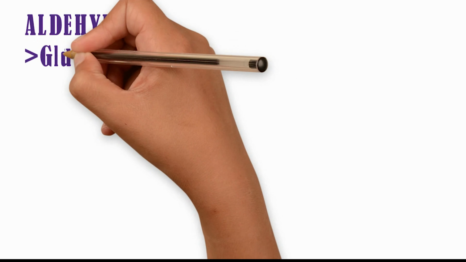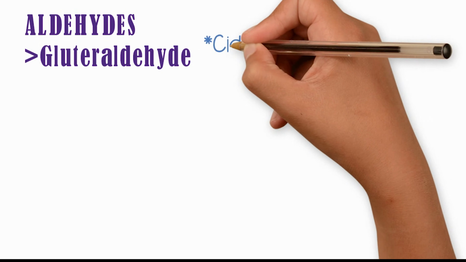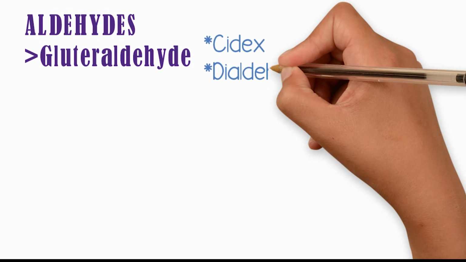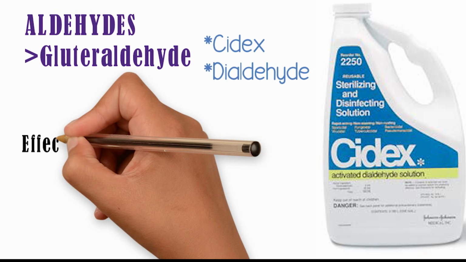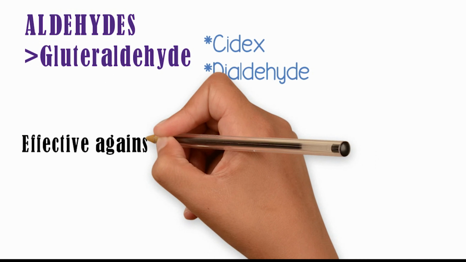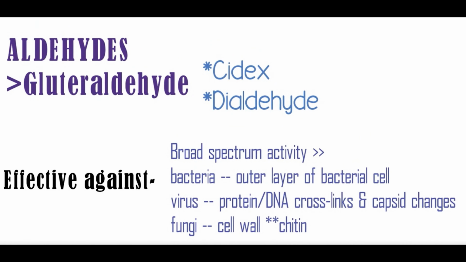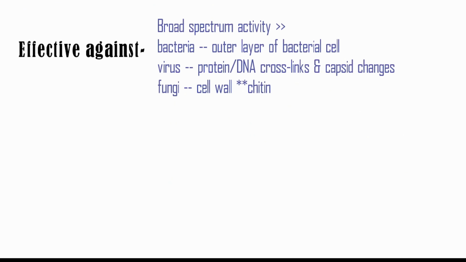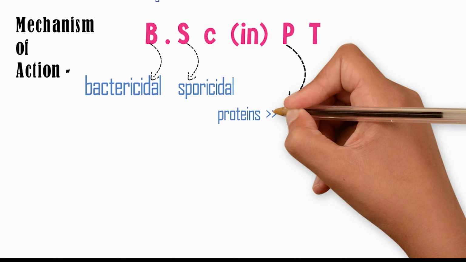Aldehydes. First, we will talk about glutaraldehyde, which is a dialdehyde, a chemical compound with two aldehyde groups. A prime example is Cidex, which is a fast and effective solution used to disinfect a variety of medical devices and instruments. They are effective against a wide spectrum of pathogenic microorganisms, viruses, fungi, and they are sporicidal at higher concentration upon longer exposure. Mechanism of action includes bactericidal, sporicidal. They can cause denaturation of proteins and inhibit transport within a cell.